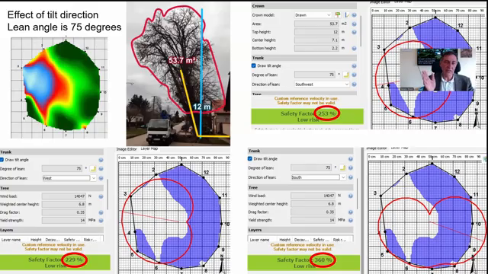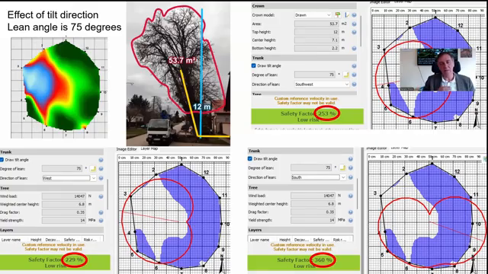We only changed the orientation. In case of west orientation, the safety factor is 229%, or the safety factor is 2.29. But when the same tree would lean to south, in that case, the safety factor is much higher, because the trunk shape is very, very complicated.